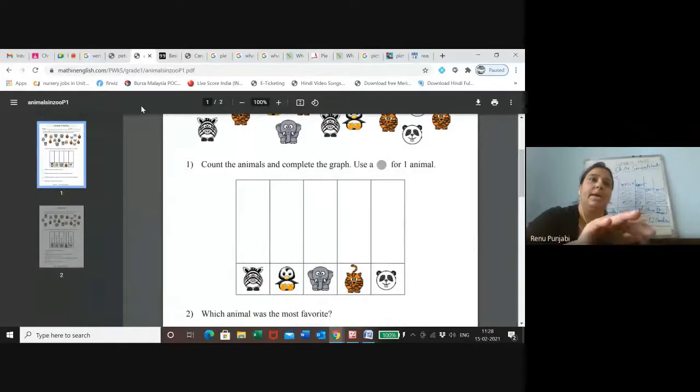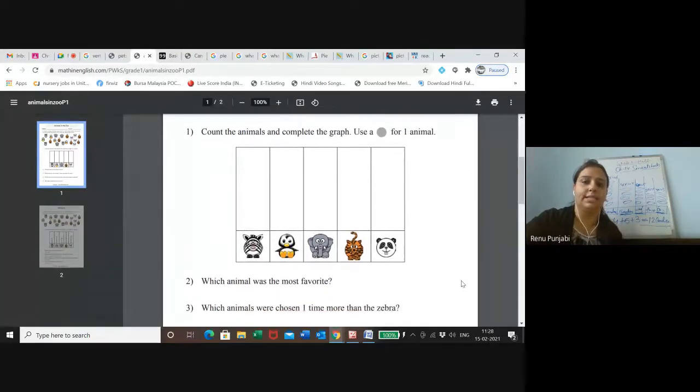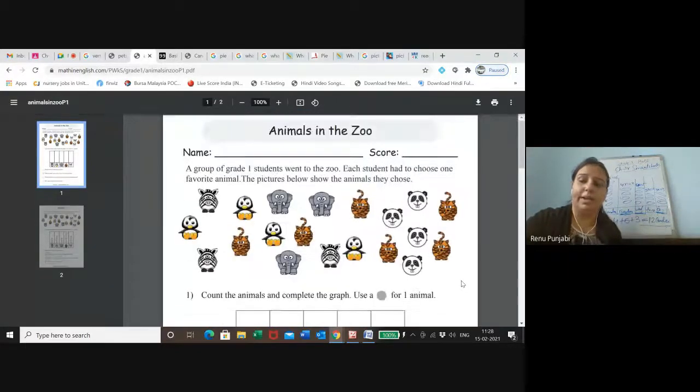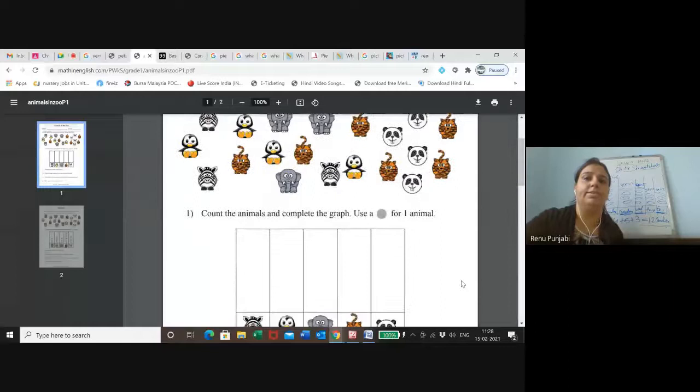Someone's mic is on, which disturbs me a lot. After completing this table, you have to go to the next question. They are asking which animal was the most favorite. अब most favorite कैसे निकालेंगे? जिसमें circles ज़्यादा बने होंगे वही most होगा. So we will complete this first, and then we will be able to give the answer.